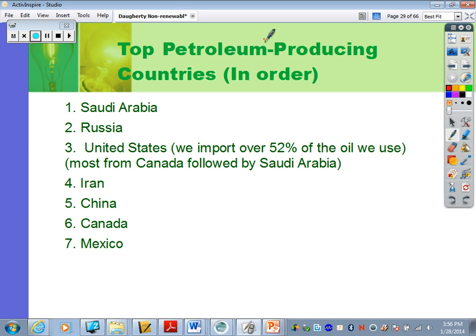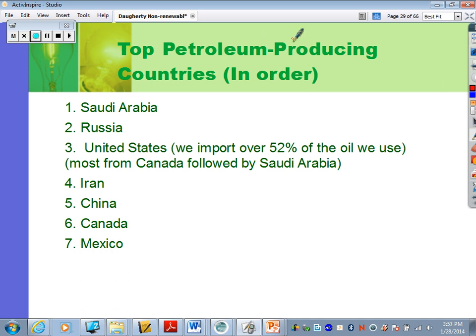Okay, so here are your top petroleum producing countries in order of production. Here we have Saudi Arabia, Russia, and the U.S. So we are third in producing. However, we import over half of the oil that we use. It's said that we mostly import from Canada and secondly from Saudi Arabia. So that's interesting. And then we have Iran producing, China, Canada, and Mexico. So those are the top oil producing countries.